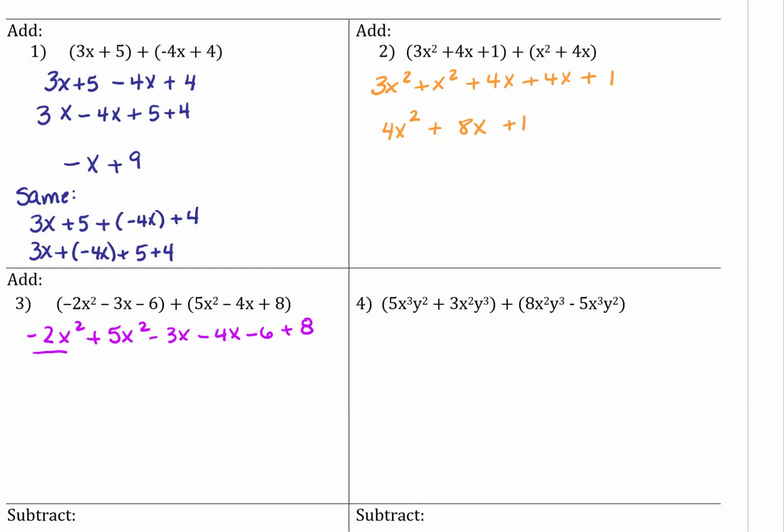So I have like terms. Negative 2 plus 5 would be 3. They have the like x squared, so we have 3x squared. Then I have negative 3x minus 4x, negative 7x. And then I have negative 6 plus 8, it's positive 2.